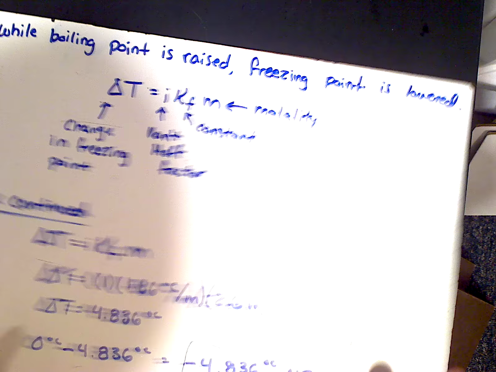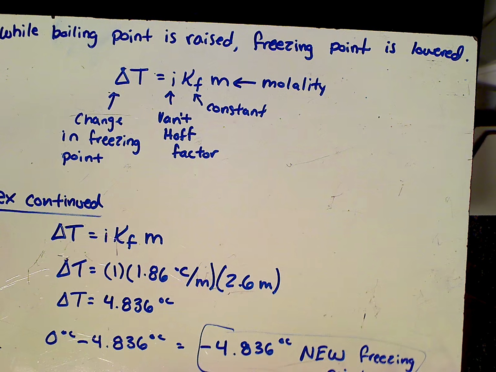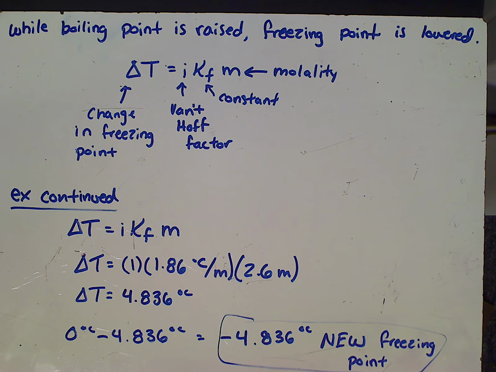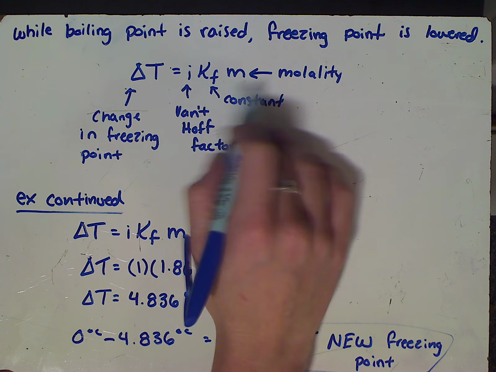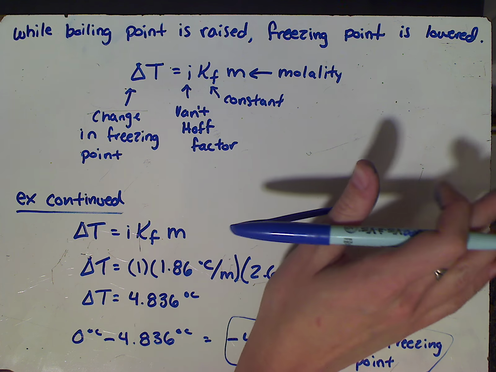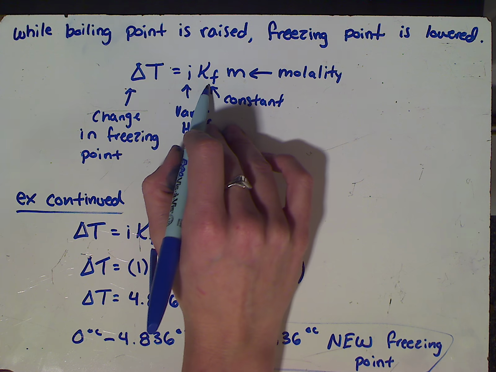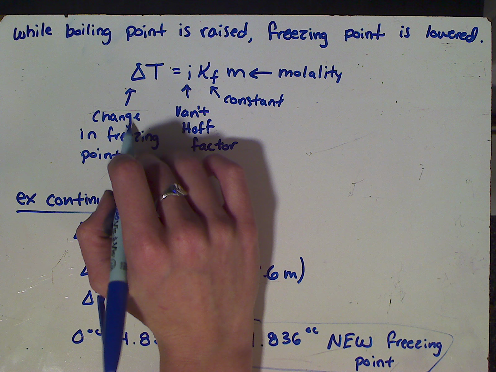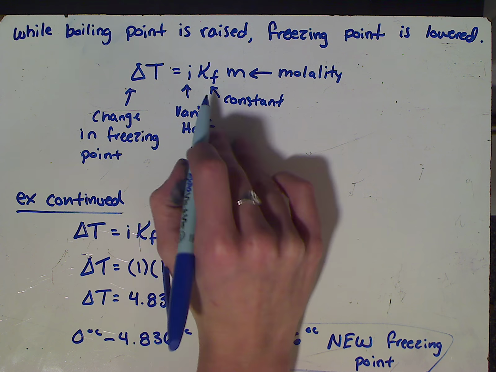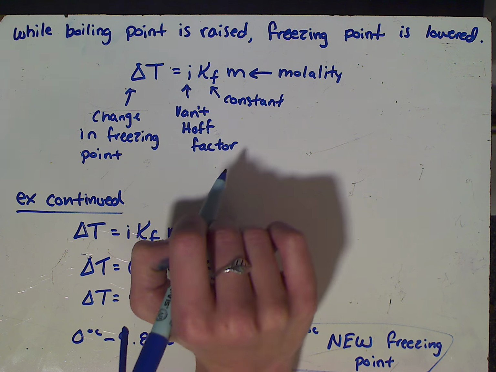So while the boiling point is raised, freezing point is lowered. Boiling point elevation, freezing point depression. To find the freezing point, it's literally the exact same equation, except the constant is Kf instead of Kb. So the change in the freezing point is equal to the Van Hoff factor times the Kf times the molality.